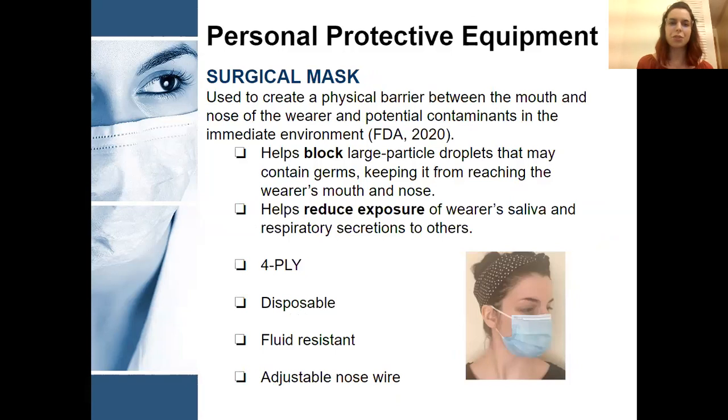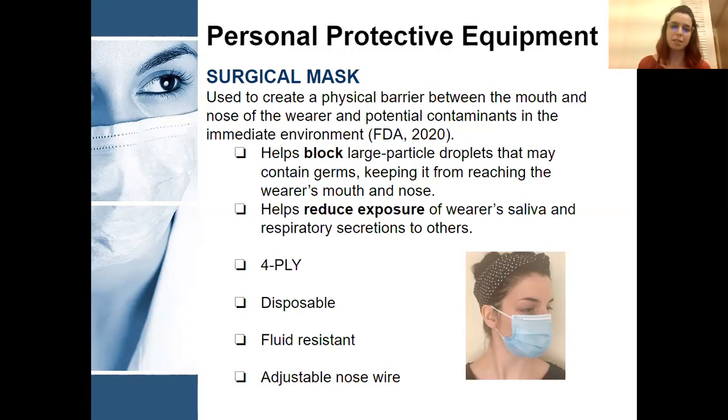So moving on to the surgical mask. This is used to create a physical barrier between the mouth and the nose of the wearer and potential contaminants in the immediate environment. The surgical mask helps to block large particle droplets that may contain germs, keeping them from reaching the wearer's mouth and nose. It also helps to reduce exposure of the wearer's saliva and respiratory secretions to others. So it's a dual process. It's helping to protect you, but also helping to protect others.